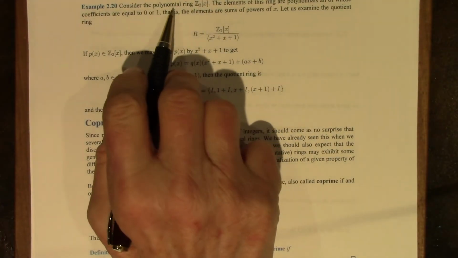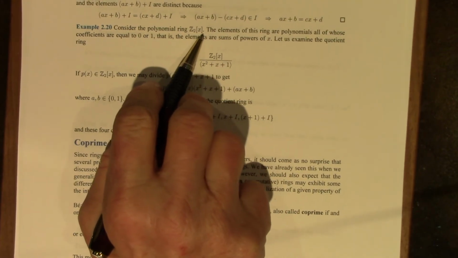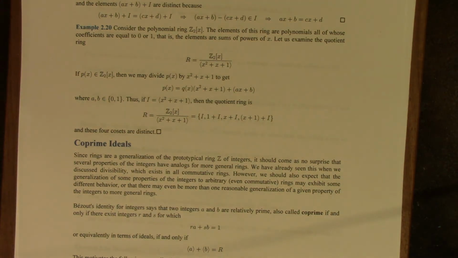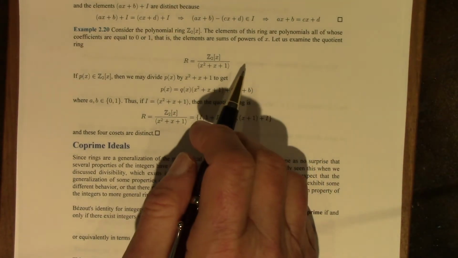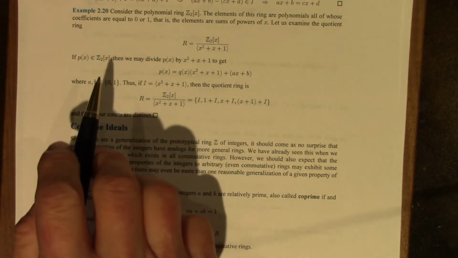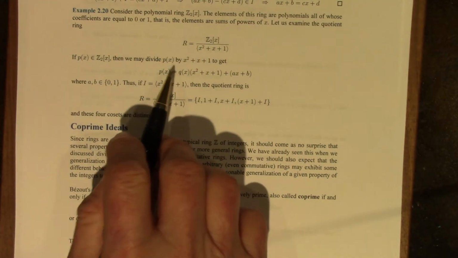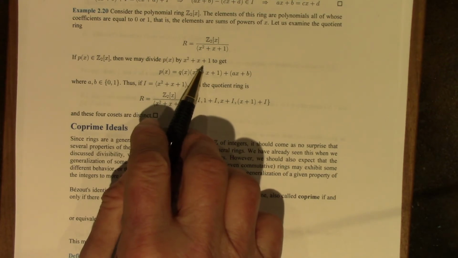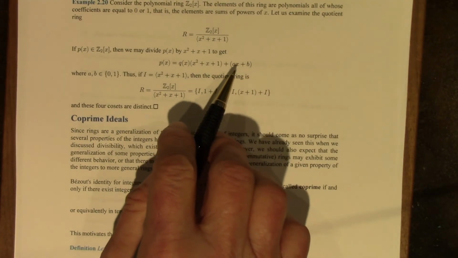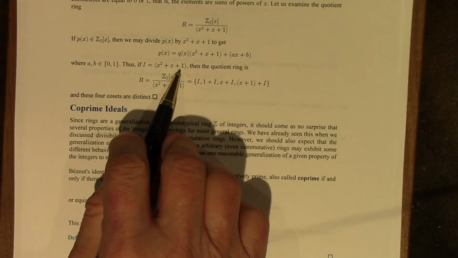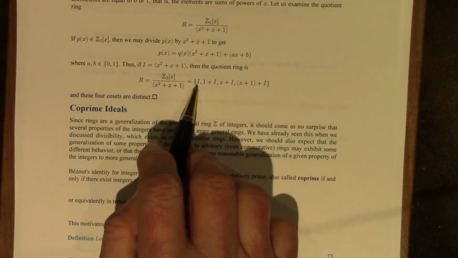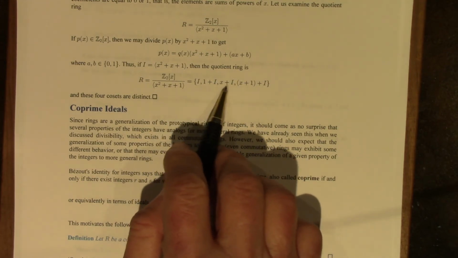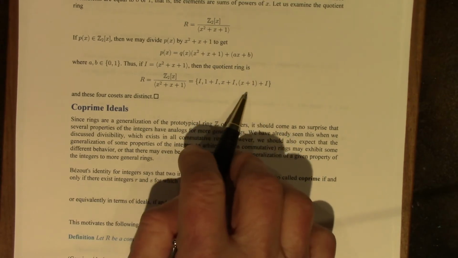Here's another example. Consider the polynomial ring Z2[x]. So now we're dealing with polynomials over Z2. So these have coefficients either equal to 0 or 1, which means the elements of this ring are essentially just sums of powers of x. So let's examine this quotient ring. If p(x) is an element from the ring, we can again divide p(x) by this polynomial, get a remainder that is at most linear. So if I is this ideal, then the quotient ring has, in this case, only 4 cosets, 4 elements: I, which is the 0 element, 1 plus I, which is the multiplicative identity, x plus I, and x plus 1 plus I. And these are distinct.